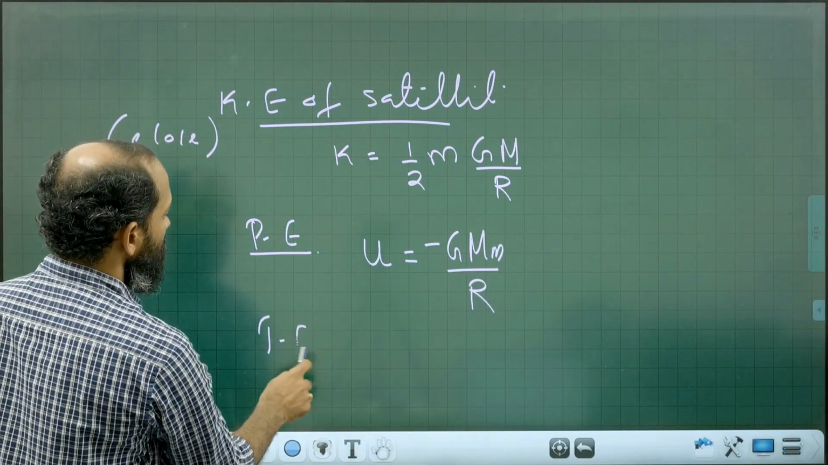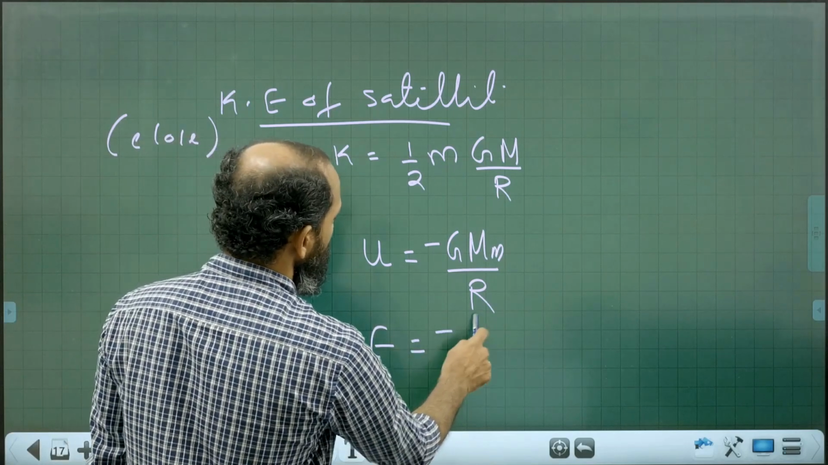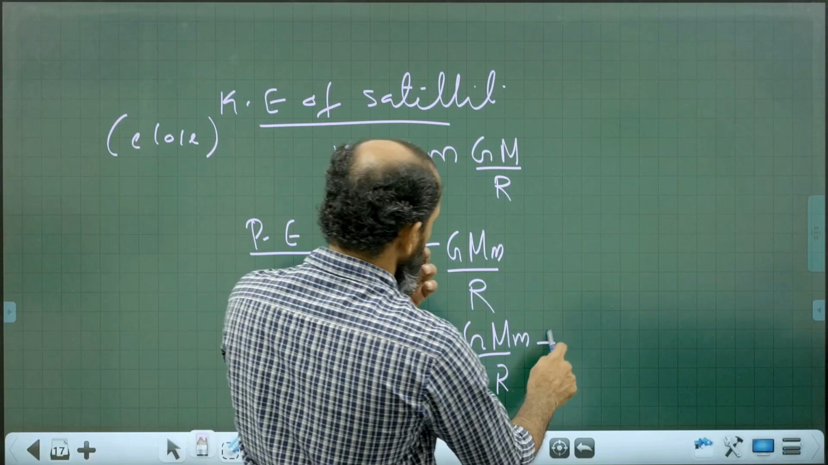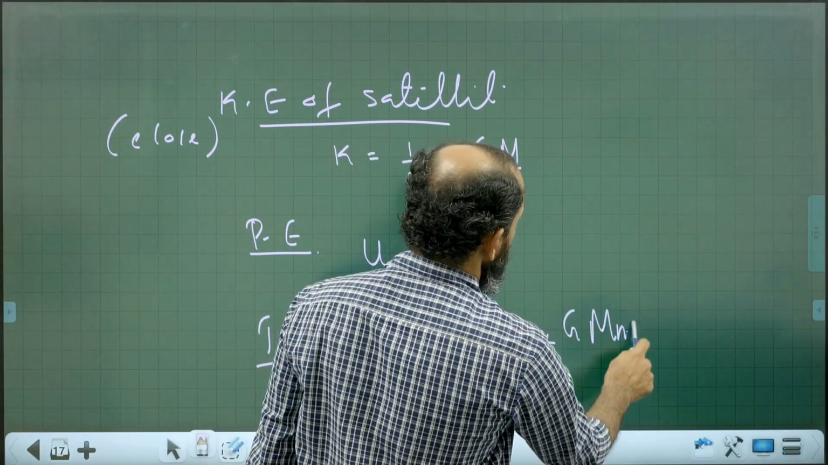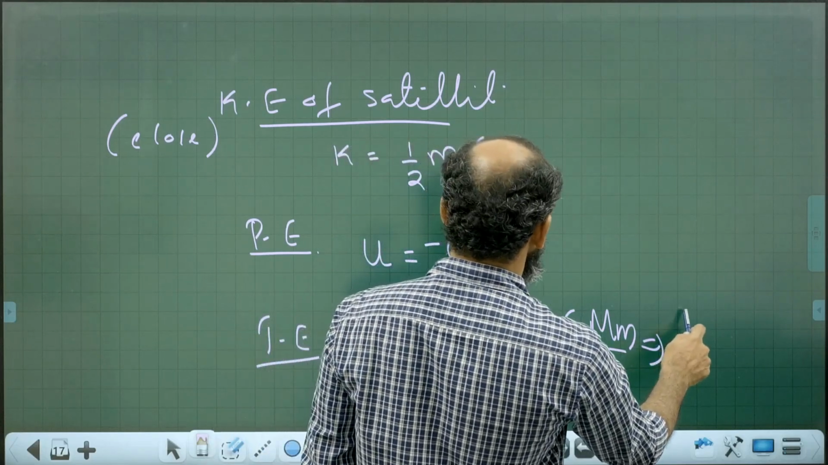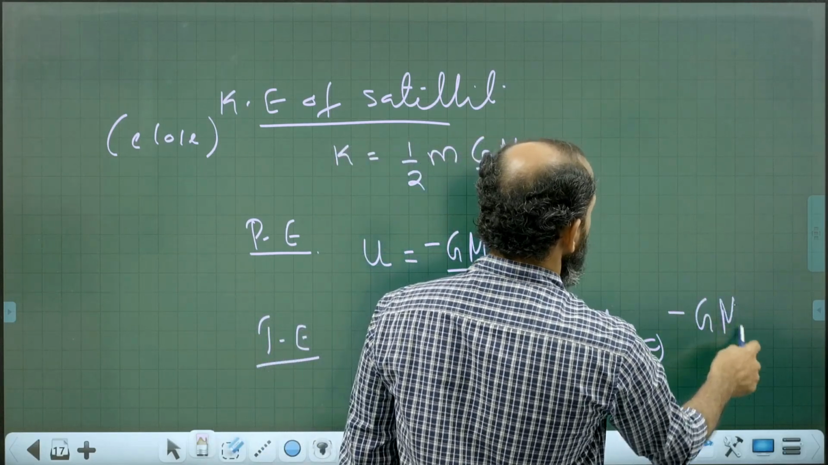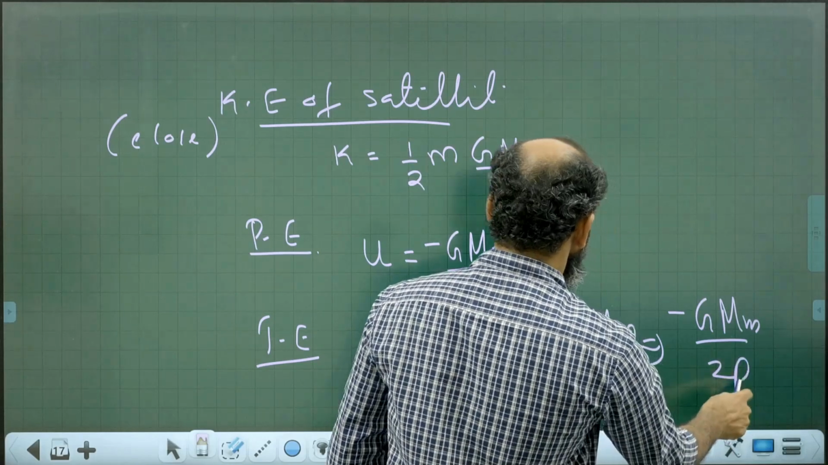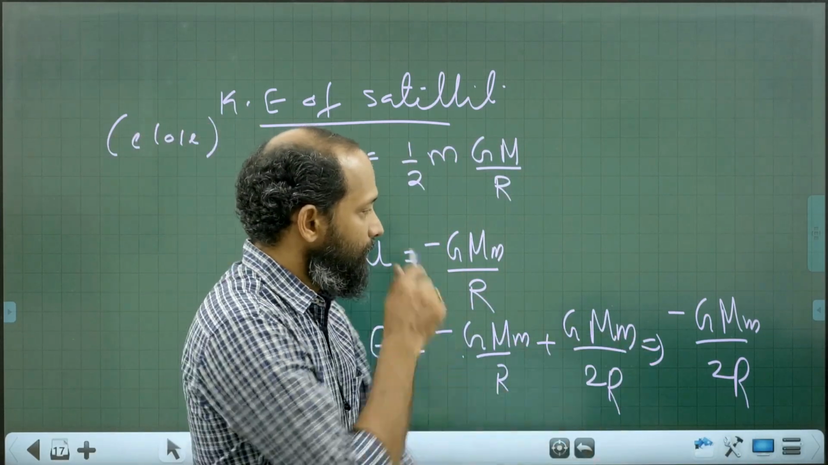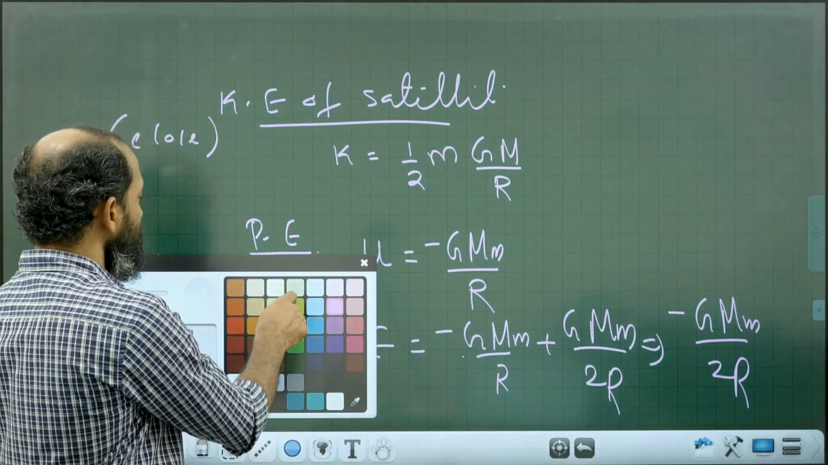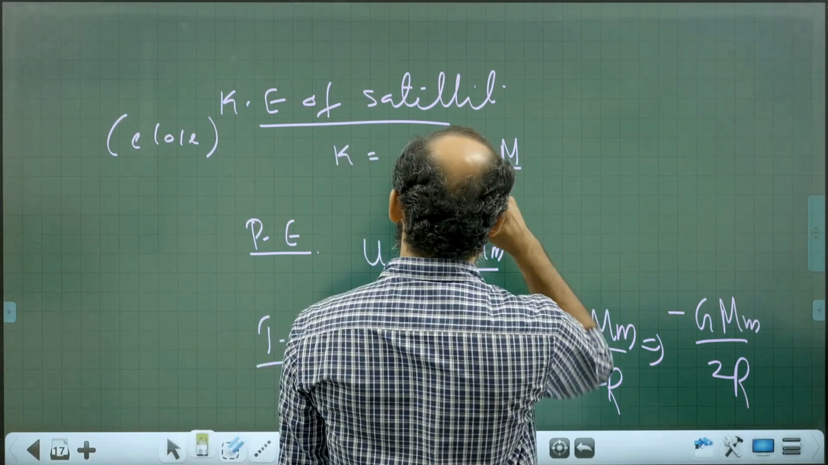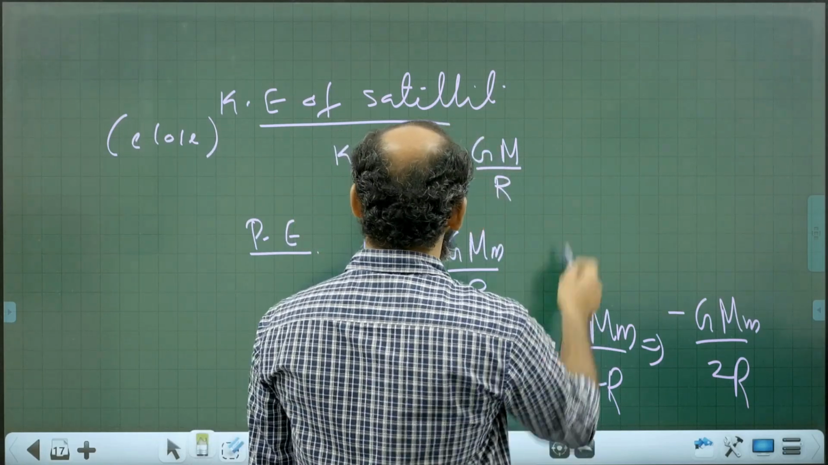Now the total energy of a close orbit satellite is minus GMm by r plus GMm divided by 2r. That implies you get minus GMm divided by 2r, because it is minus 1 plus 1 by 2, which becomes minus 1 by 2. So the relationships between total, kinetic and potential energy can be expressed as follows. What is the relation between the three?